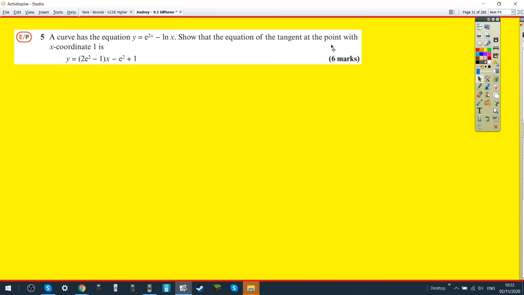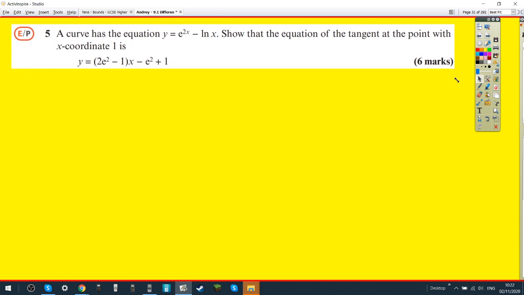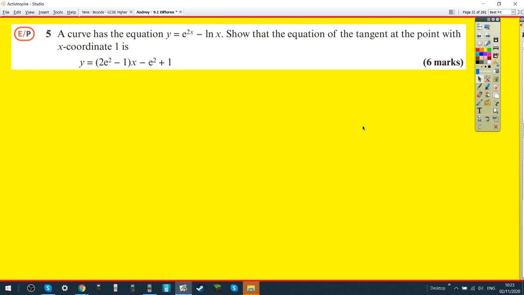Let's see this one. A curve has the equation of this. Show that the equation of the tangent at the point. What's the derivative of e to the 2x? Will it be 2e to the 2x? Yeah. How about minus ln x? Minus 1 over x. Yeah. And so you would just sub in the x coordinate of 1 into that. That would be m. And then how would you get the y coordinate?